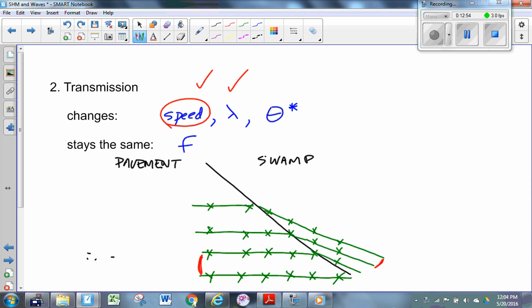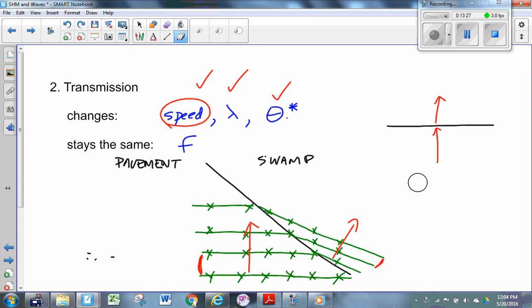What else has also changed? Well, the direction. The wave front was like this. It was going north, and now the wave is going like this. The direction has changed as well. Now, if these soldiers had encountered that boundary straight on, then those soldiers would have slowed down, and they would have changed their wavelength proportionately to the speed, but they wouldn't have changed direction. They only change direction when they hit it at an angle as opposed to straight on. That's why we said theta is starred. Theta sometimes changes, but not always.